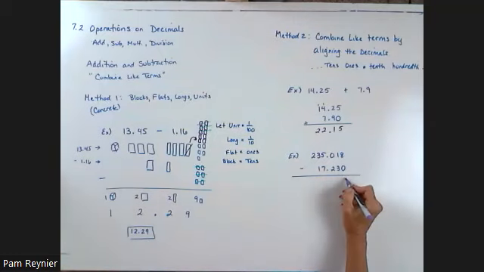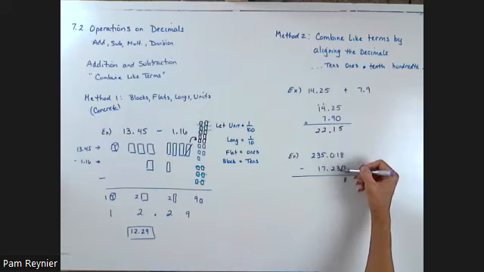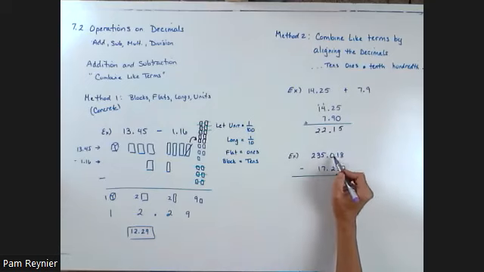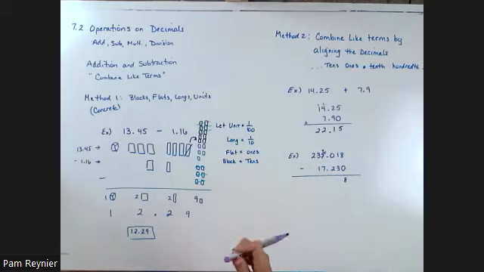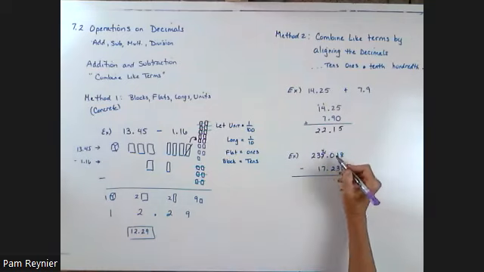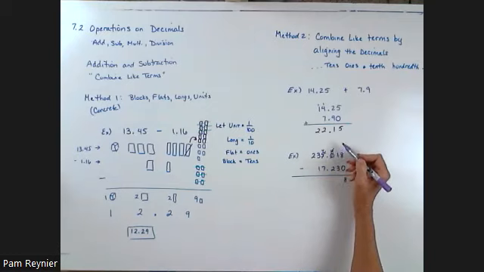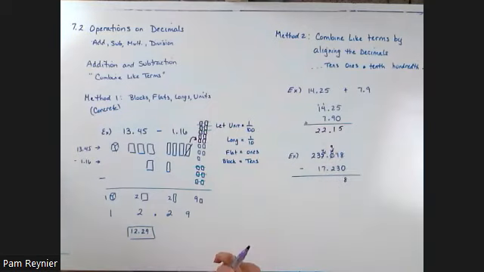8 minus 0 is 8. 1 minus 3, we have a problem. I don't have enough. I can't borrow, so I have to go to the next column. I'm going to borrow 10 from the ones column. That's going to make this a 10. Now I can borrow one of these and turn it into 9, and I've borrowed 10, making that an 11.